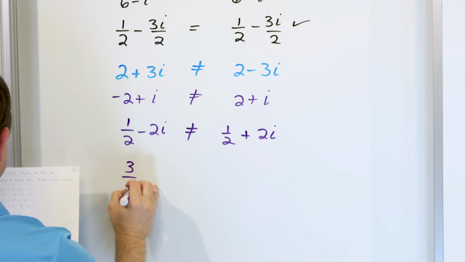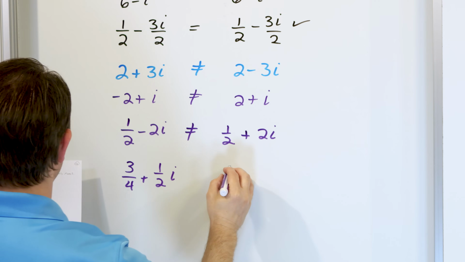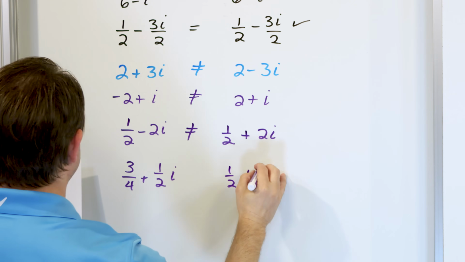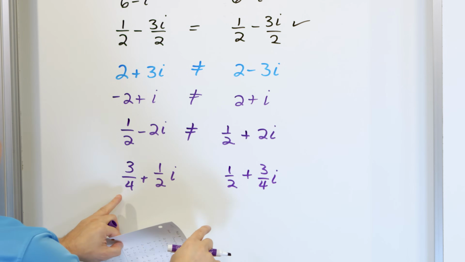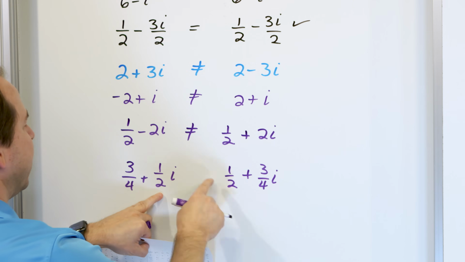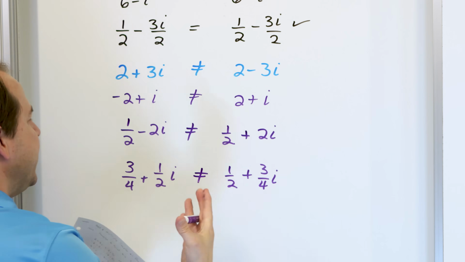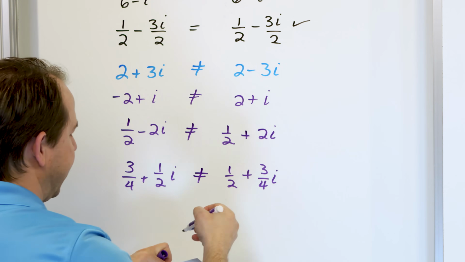What if we have 3/4 plus 1/2 i, and someone here has 1/2 plus 3/4 i? Sometimes students will get confused and say, well, this real part matches this imaginary part, and this imaginary part matches this real part, so they're equal. Well, of course they're not equal. The only way they're equal is if the real parts are equal, and then separately from that, the imaginary parts have to be equal.